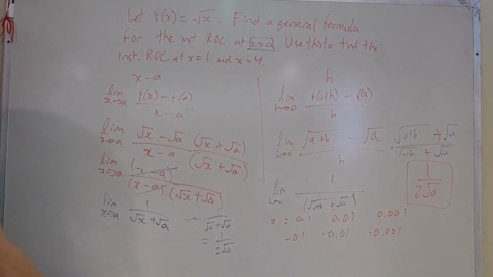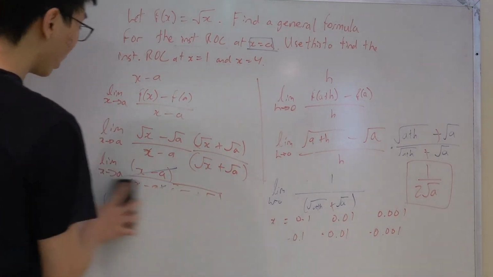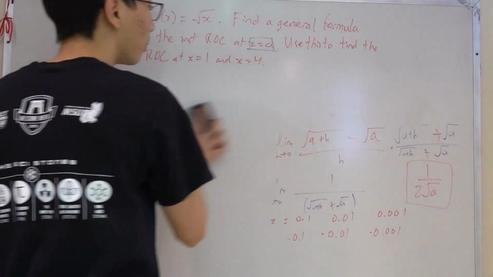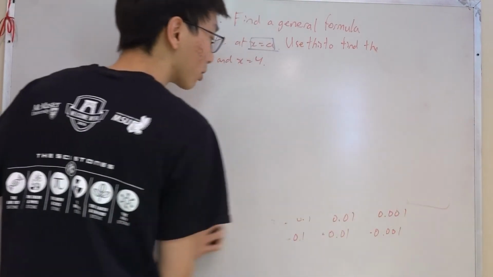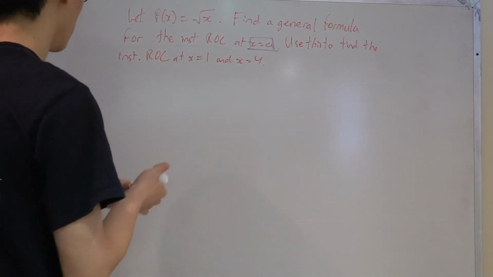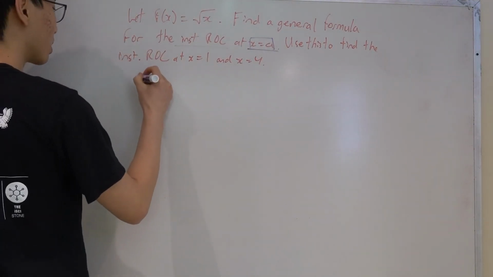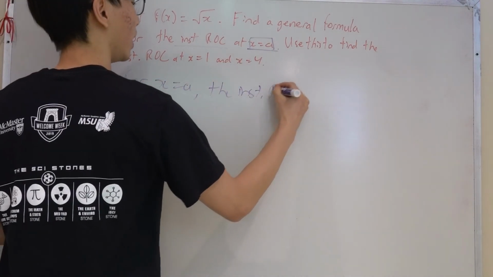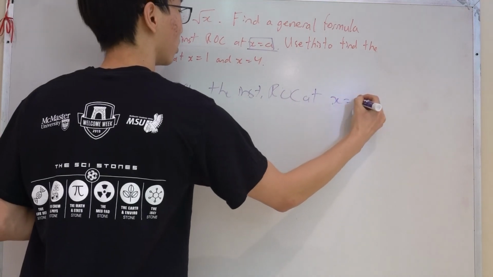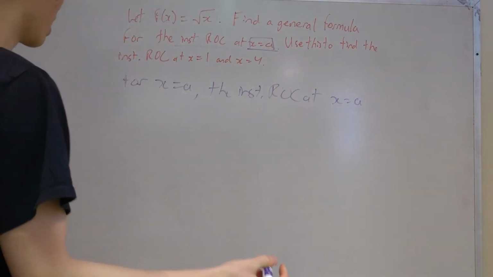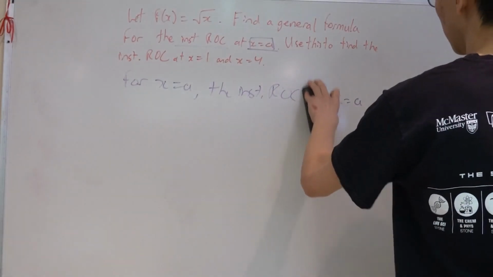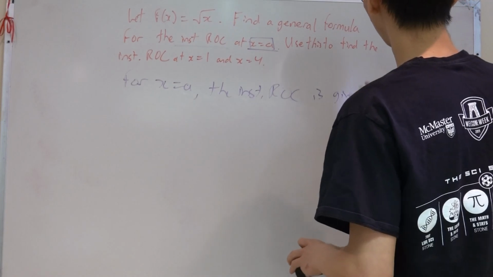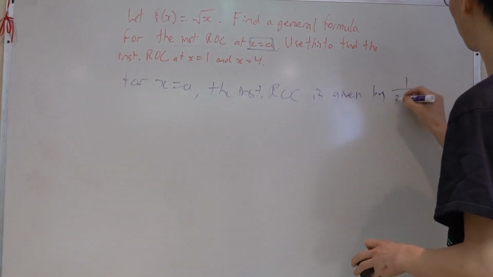Alright, so our answer is 1 over 2 root a. Let me just remind you why we did all this work and what the question was asking. Remember, we were trying to figure out what the instantaneous rate of change at any point was. So now we have that our formula is, for x equals a, the instantaneous rate of change at the point x equals a, I guess that's kind of redundant, the instantaneous rate of change is given by 1 over 2 root a.